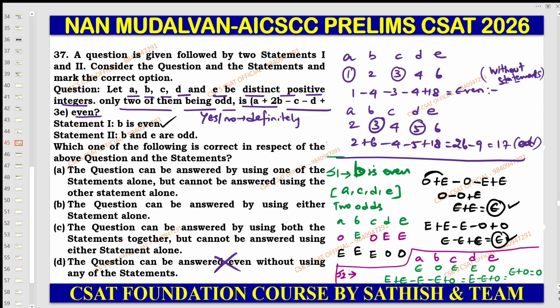So odd. So therefore, is A plus 2B minus C minus D even? No. Here you can say no. Definitely you can say either no or yes; here you can say no. So therefore this is also correct. With B and E odd, we are able to say A plus 2B minus C minus D plus 3 is not even. Right? So the answer is definitely no in all the cases. Therefore statement number 2 is also correct. So the question can be answered using either statement alone. Able to understand?